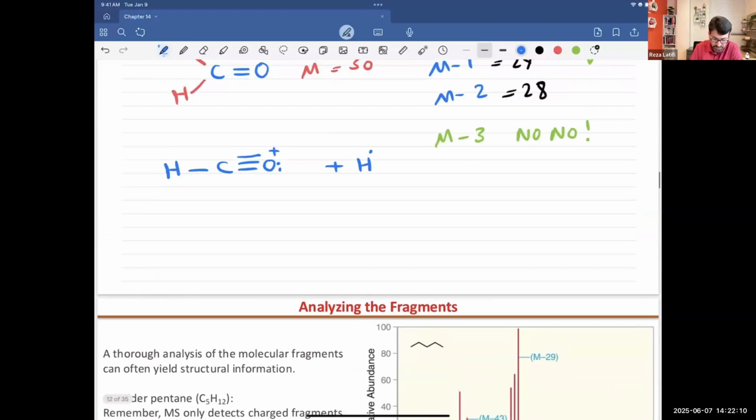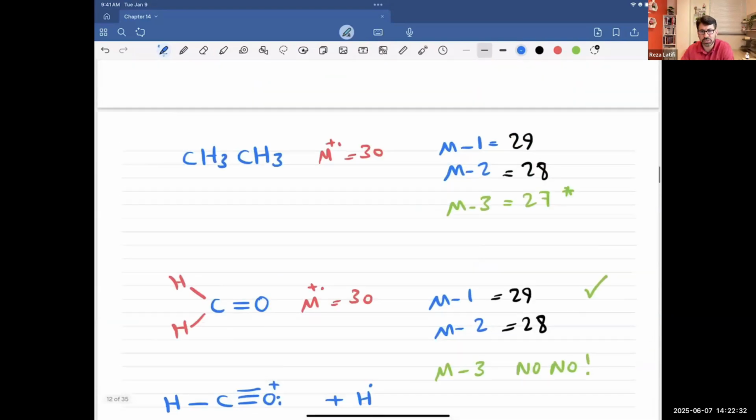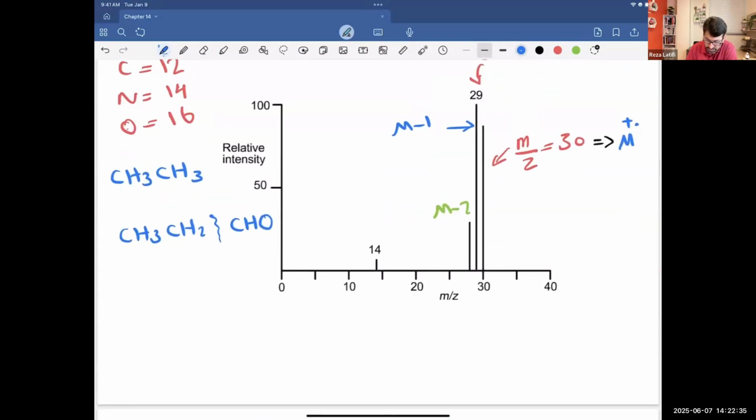Can I remove one H from it? So let's say minus H from this one and see what will happen. If we do it, we get this species. That's going to have M over Z equal to 28. Okay, and do I see it? Yes, that's the 28.